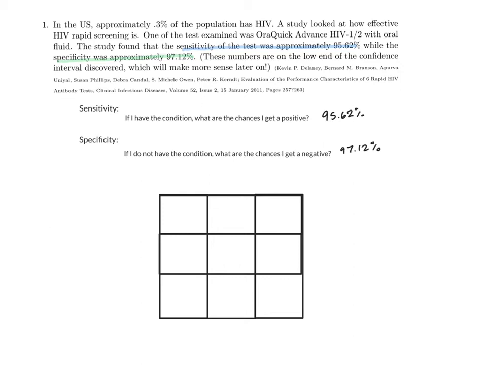In this video, we're going to take the information we have from this problem and use it to create a contingency table. Our goal is to be able to detect how many false positives we're getting or false negatives we're getting, and basically deduce a little bit more information from the data given here.